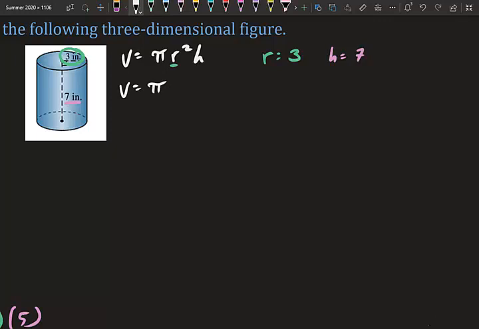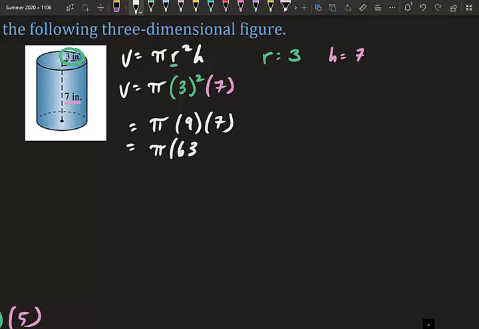So we have pi times 3 squared times 7. We simplify. 3 squared is 9, and 9 times 7 is 63. So we have pi times 63, but that looks weird, so let's rewrite it as 63 pi. Then you use your calculator, and we get volume is approximately 197.92 inches cubed.